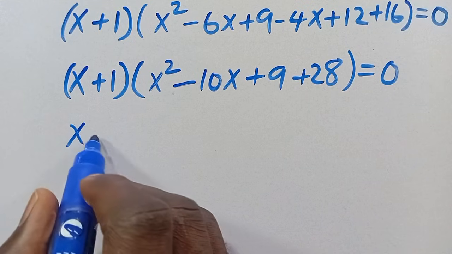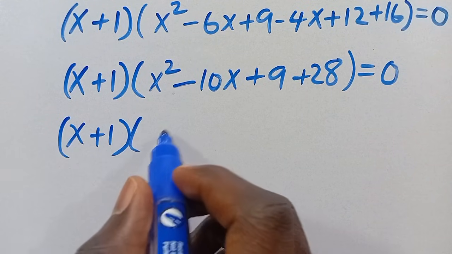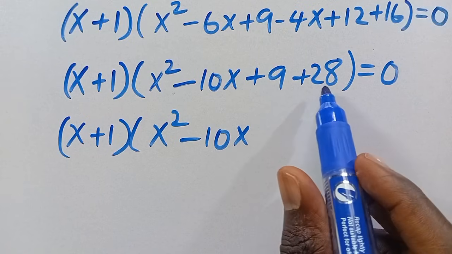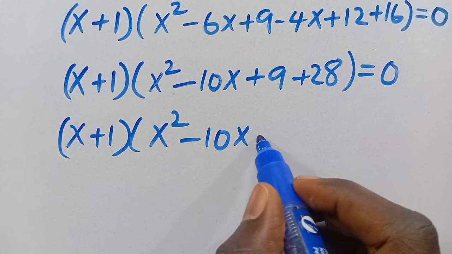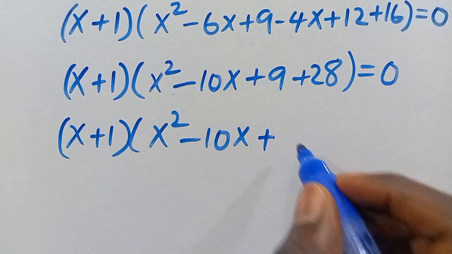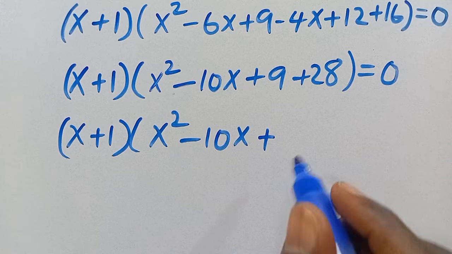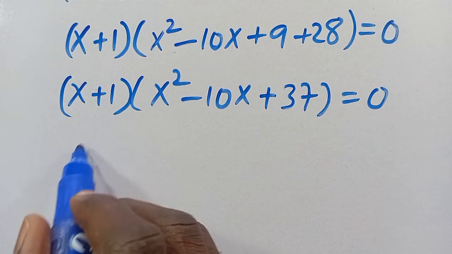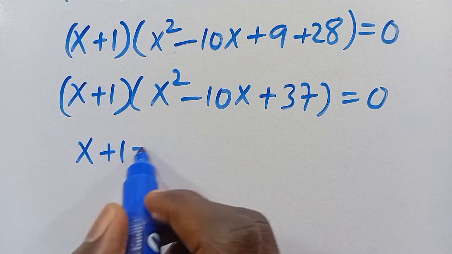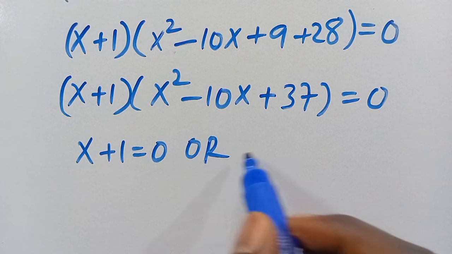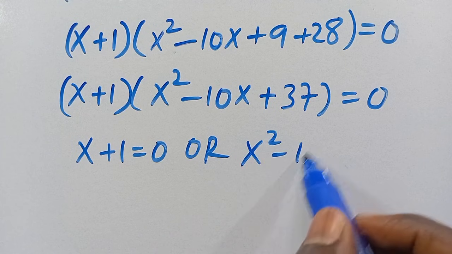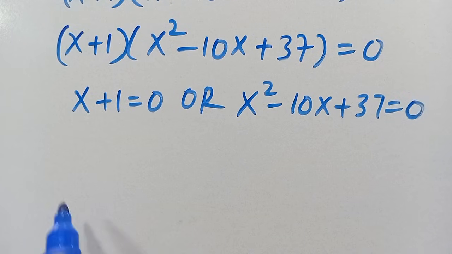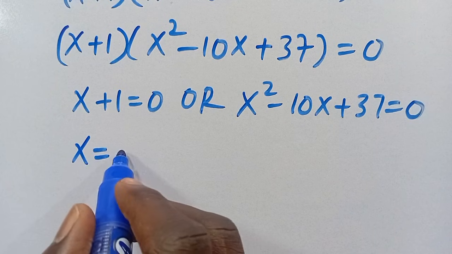So we have (x + 1) in parentheses, times (x^2 - 10x + 37) equals 0. So we have x + 1 equal to 0, or we have x^2 - 10x + 37 equal to 0. So from here, we have the first solution to be x = -1.